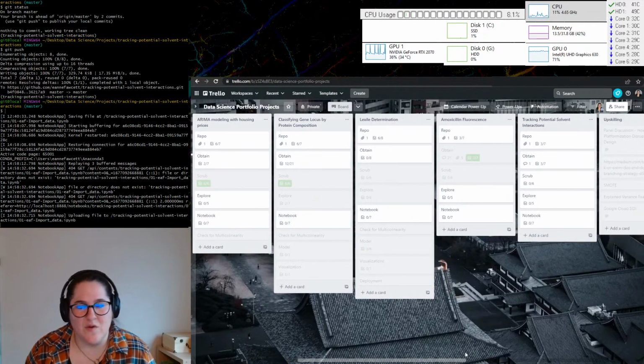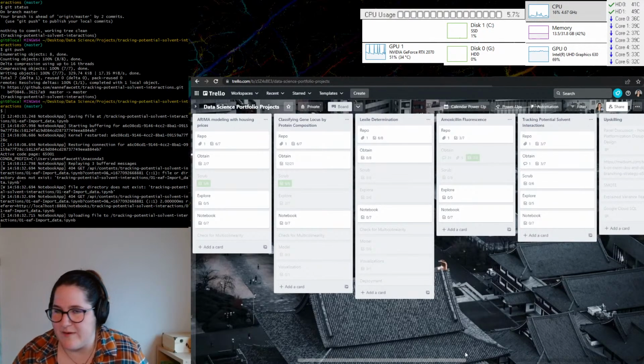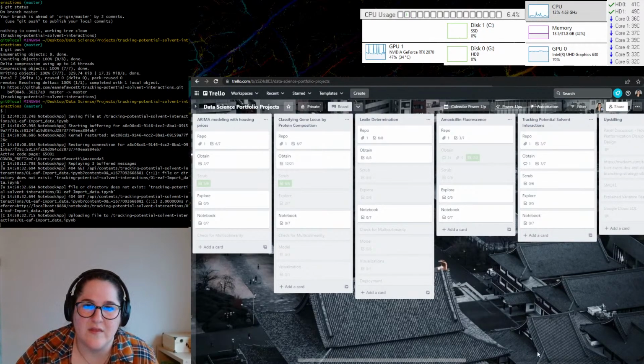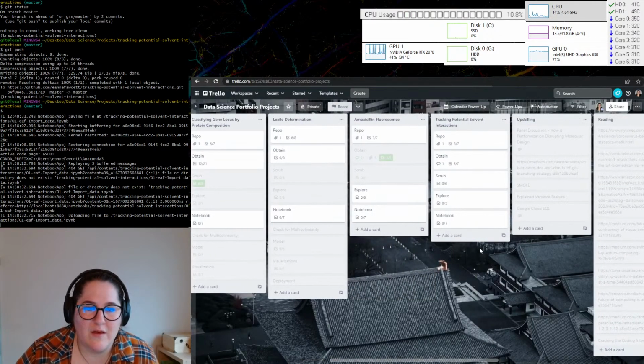The reason why that's important is because whenever you develop an application, you want to make sure that you're using the latest security available so that your applications are not vulnerable. Currently, we're working on this tracking potential solvent interactions, and you can see we've done a couple of things in these lists here. We actually have not done anything in the scrub list. We are still in our import or obtain notebook.